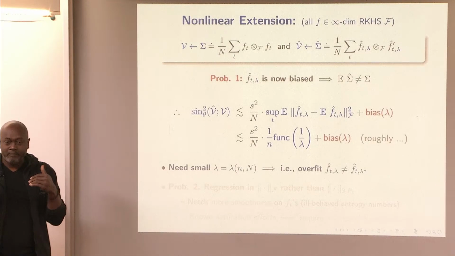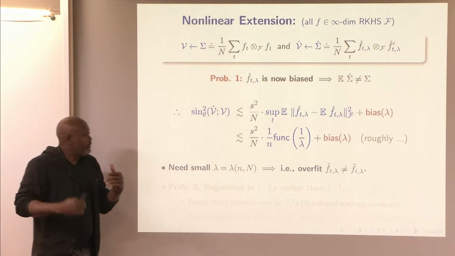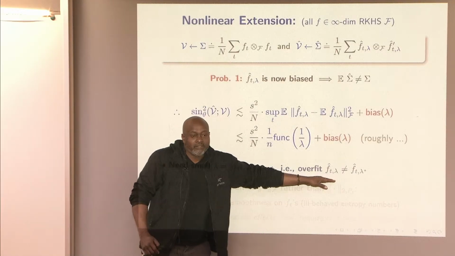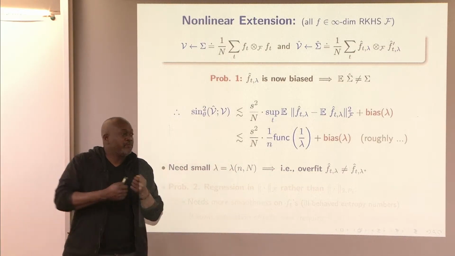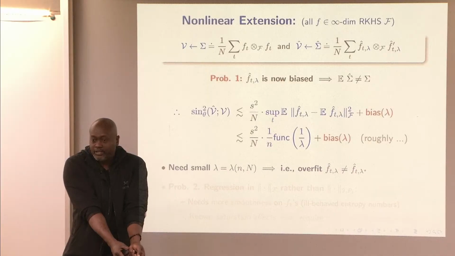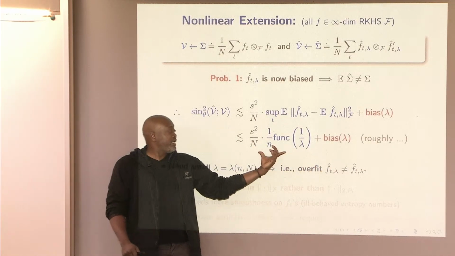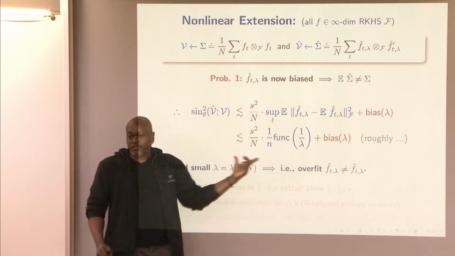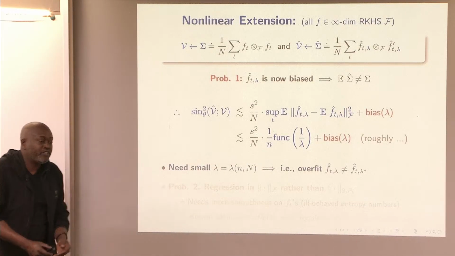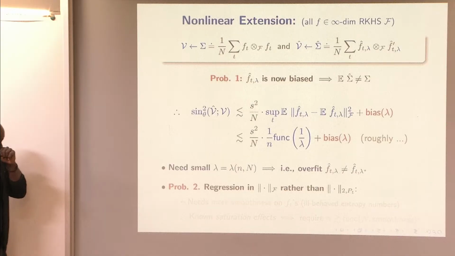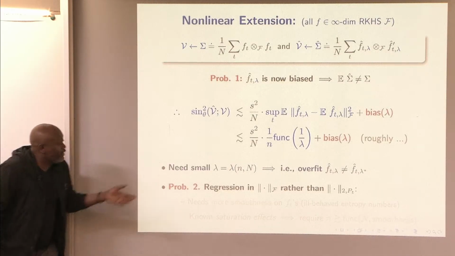Is that sort of clear? The choice of lambda is no longer the optimal regression choice of lambda, in order to get the bias down appropriately and gain from these terms. So that's the key point, is that now you have to overfit. Yeah, you have to overfit.